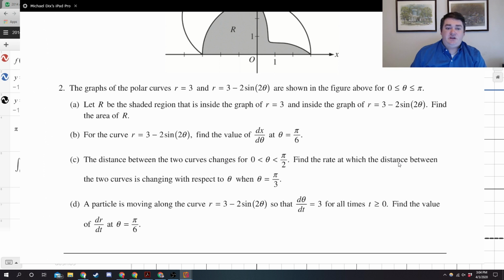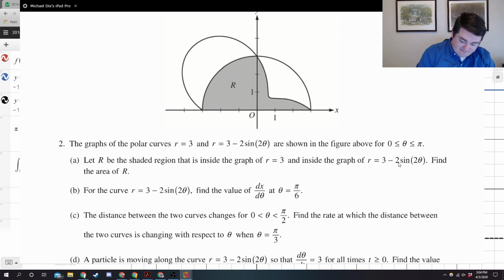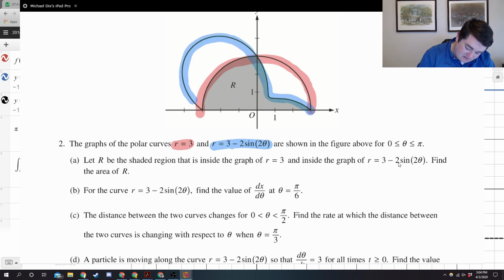Okay, here we go. Polar problem. The graphs of the polar curves r equals 3, so I'm going to do my best to label these, r equals 3 would be this semicircle right here, and r equals 3 minus 2 sine 2 theta would be this graph, are shown in the figure above from 0 to pi. Let R be the shaded region that is inside r equals 3 and inside 3 minus 2 sine 2 theta. Find the area of R.